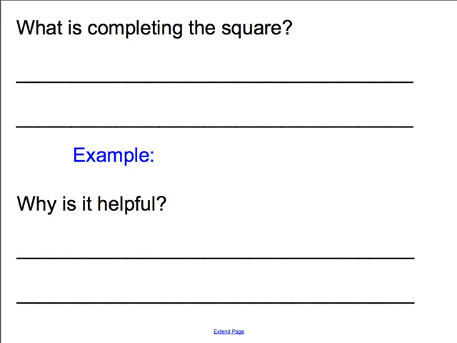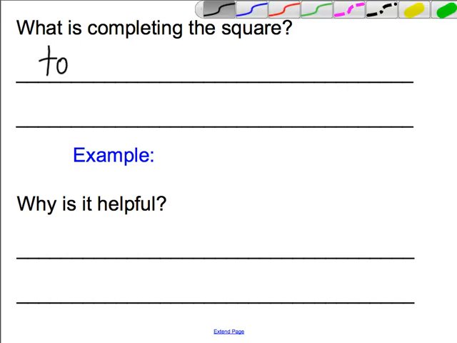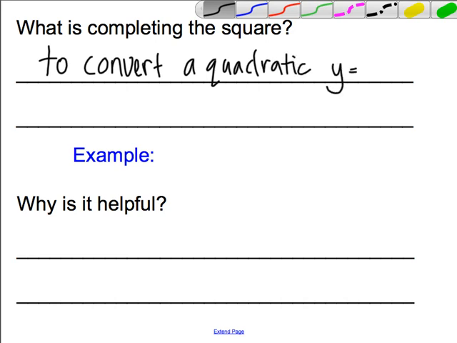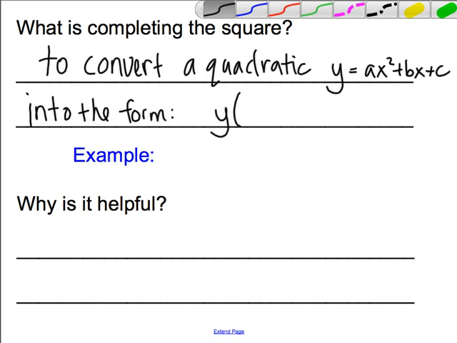So what is completing the square? To convert a quadratic that looks like this, y equals ax squared plus bx plus c, we're converting that quadratic into the form y equals a(x minus h) squared plus k.